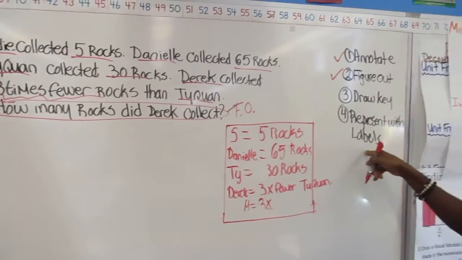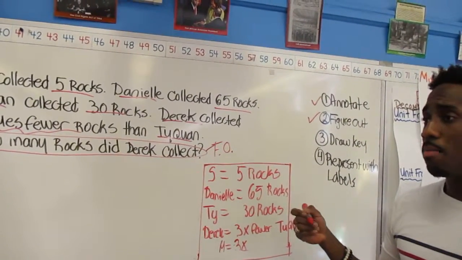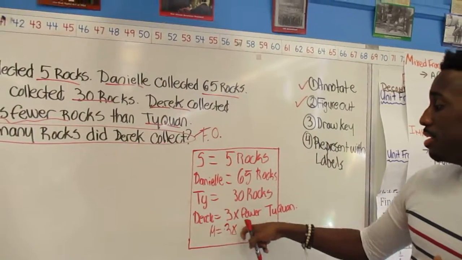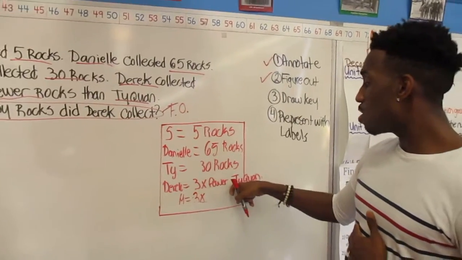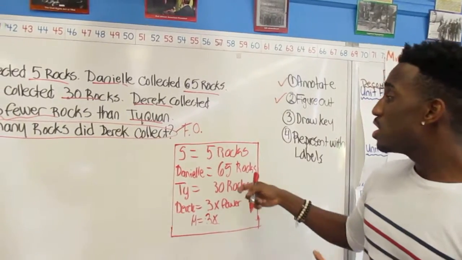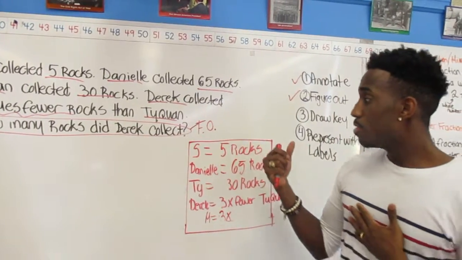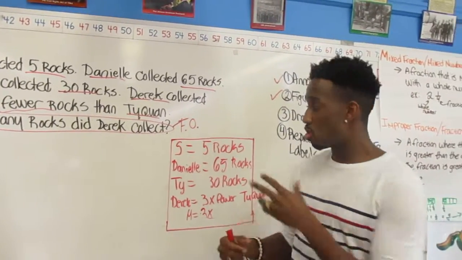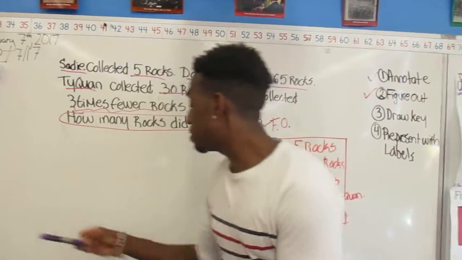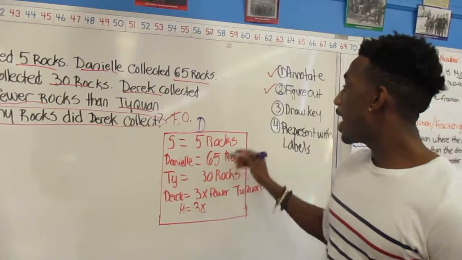Great, so now it's time for me to represent with the labels. I also know that this is a multiplicative compare problem, so I'm going to be comparing 2 things. This last line, I know that Derek had 3 times fewer than Taekwon. So I know right now that I'm going to compare Derek and Taekwon. So in my key, I'm also going to write down those 2 things that I'm going to compare. For multiplicative compare problems, all scholars should always highlight those 2 things that they're going to compare. I'll even use a different color for this. So here we're comparing Derek and Taekwon.